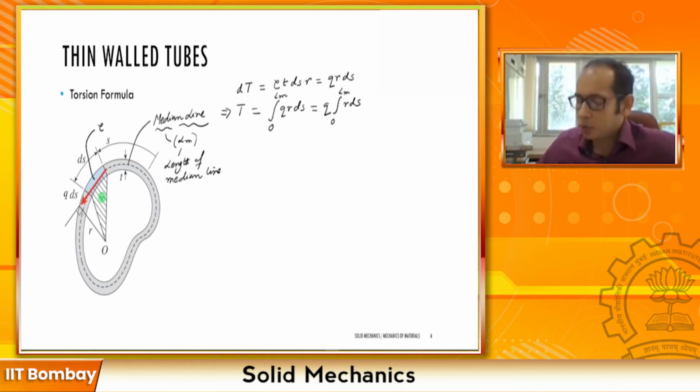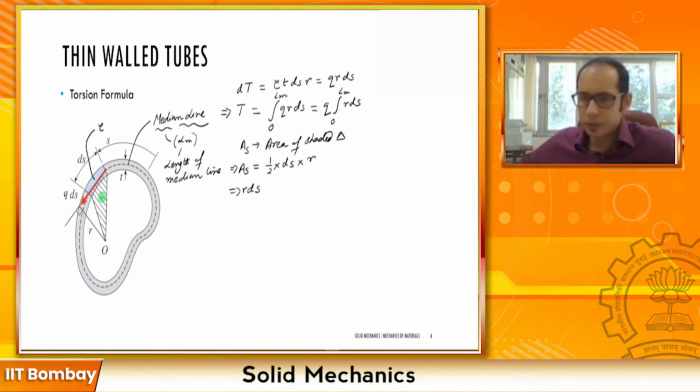So let's write. I'm going to call the area of the shaded triangle AS. The area of the shaded triangle is simply going to be half of the base times the altitude. We know that's the area of a triangle. It is going to be half times ds times r. So r of ds, which is essentially what you have over here, is equal to 2 times AS.